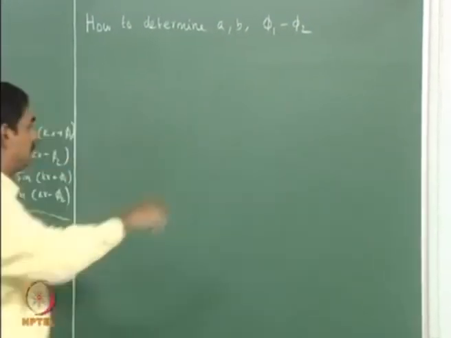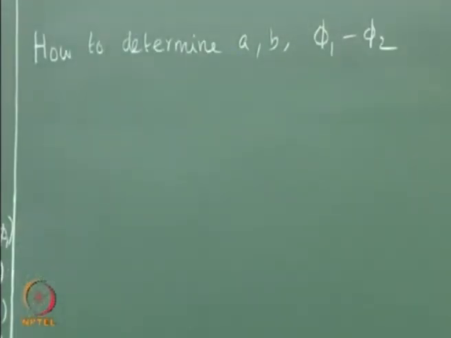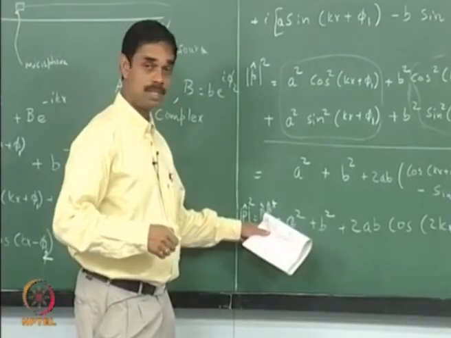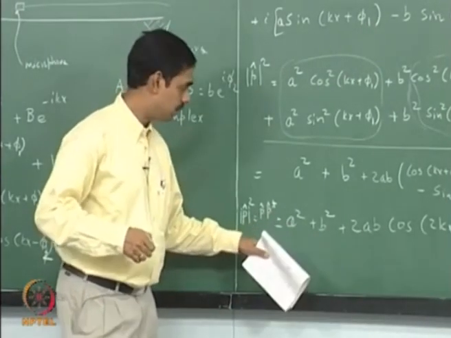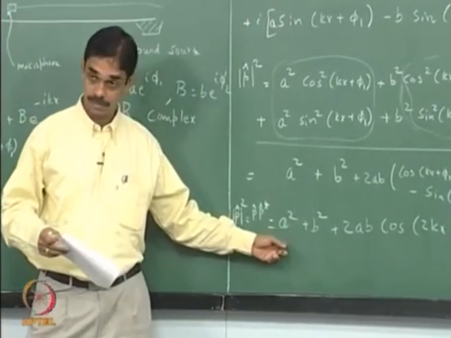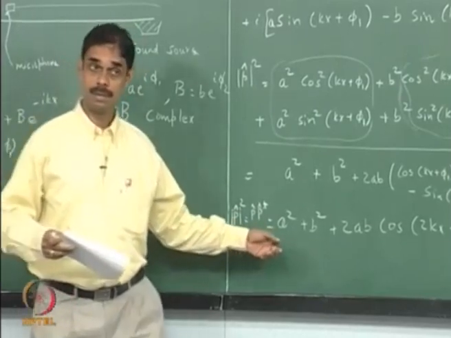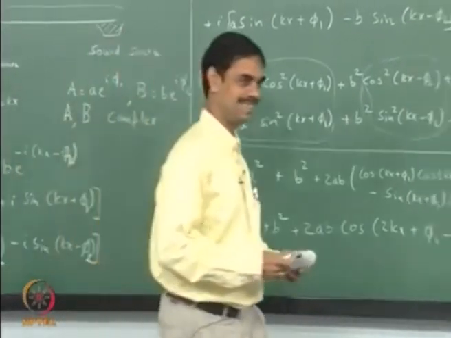Phase is always one with reference to another, so it is not necessary to get phi 1 and phi 2 independently, but it is enough to find phi 1 minus phi 2. So the simplest way is we can see when this expression is a maxima and when this expression is a minima. When would this be a maximum? What is the maximum value of this expression and what is the minimum value of the expression? A minus B whole squared.